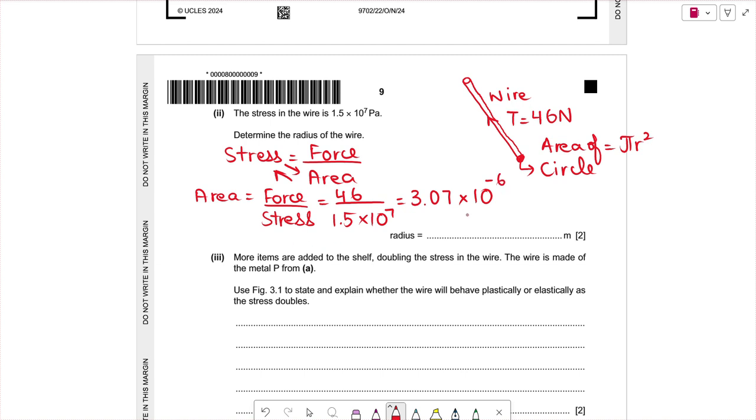So once you have the area and you equate it to pi r squared, this pi is being multiplied with r squared, so when you shift it to the left side, it will be divided, and to get rid of the square, we take the square root. This is how we calculate the radius. And the final value for the radius is 9.9 into 10 to the power of minus 4. So we always have to give the answers to two significant figures.